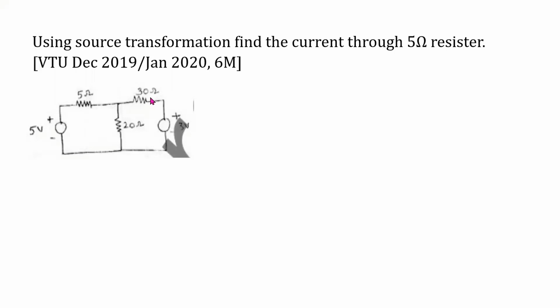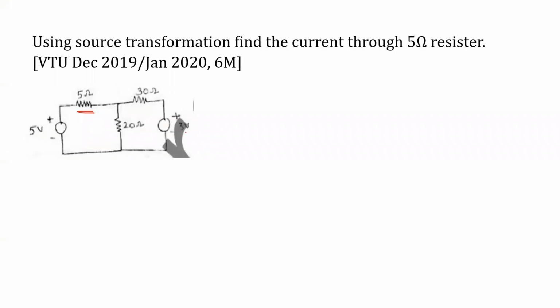Anybody tried to solve this problem? All right. So do not waste much time here. I do solve it now. Identify where the 5 ohm resistance is. It is here. It should be kept as it is. And everything should be converted into the simplest form using source transformation.